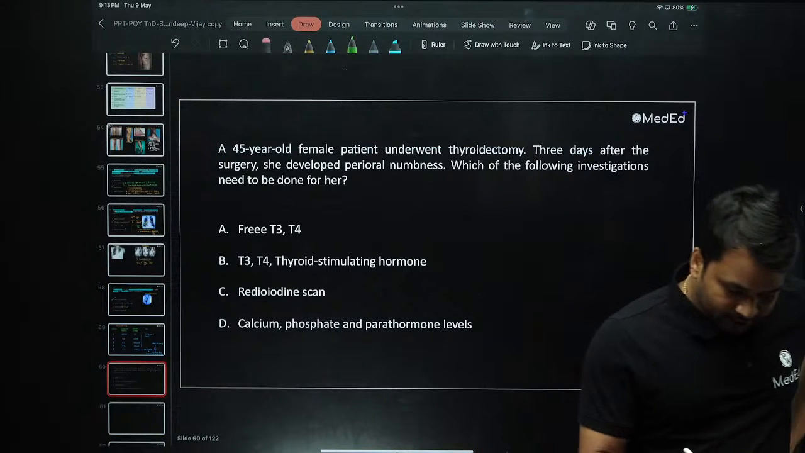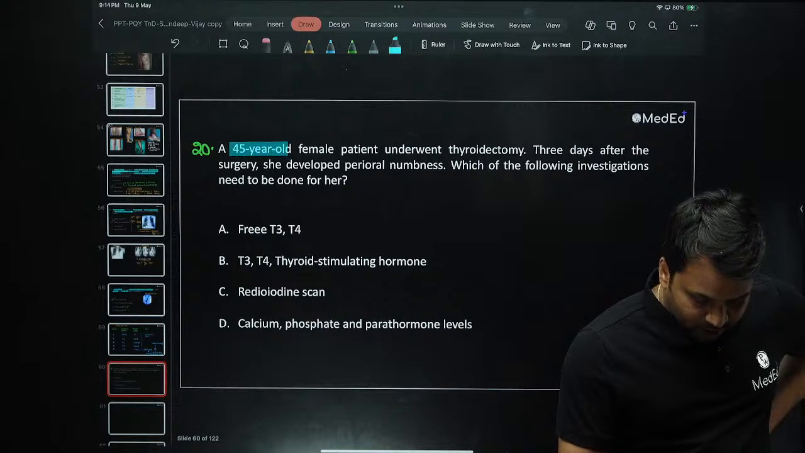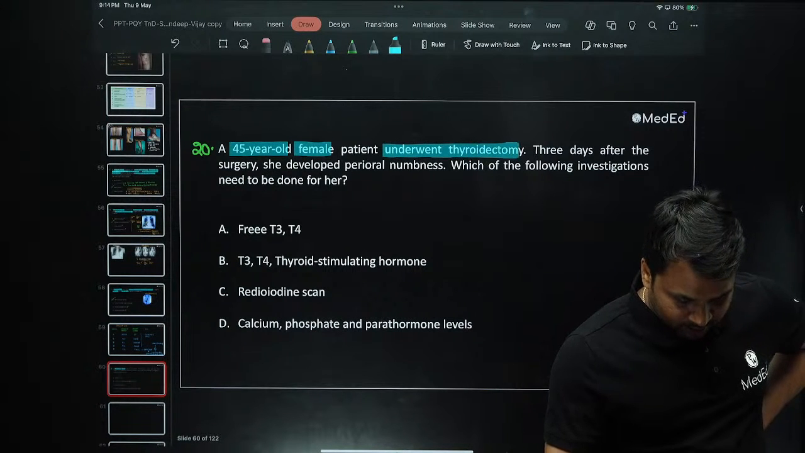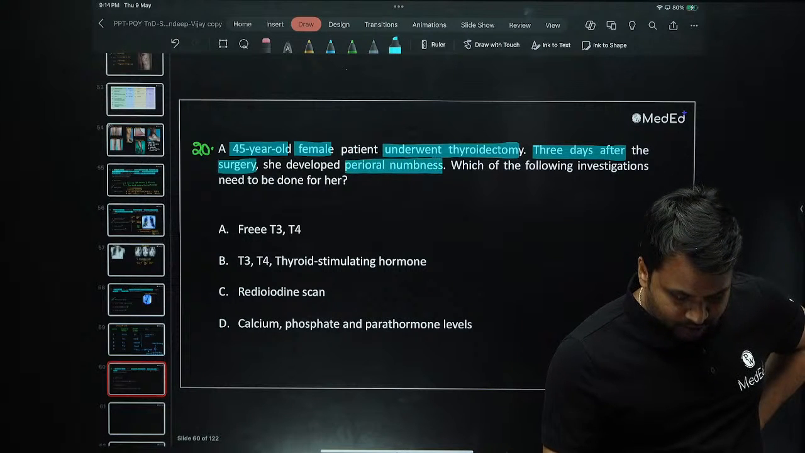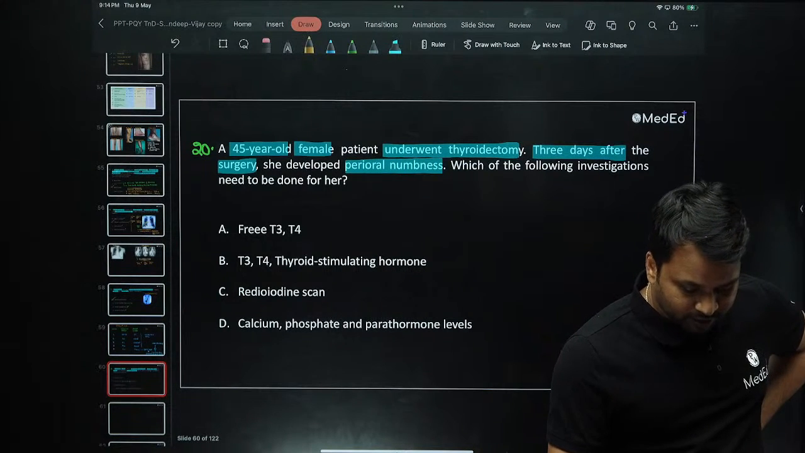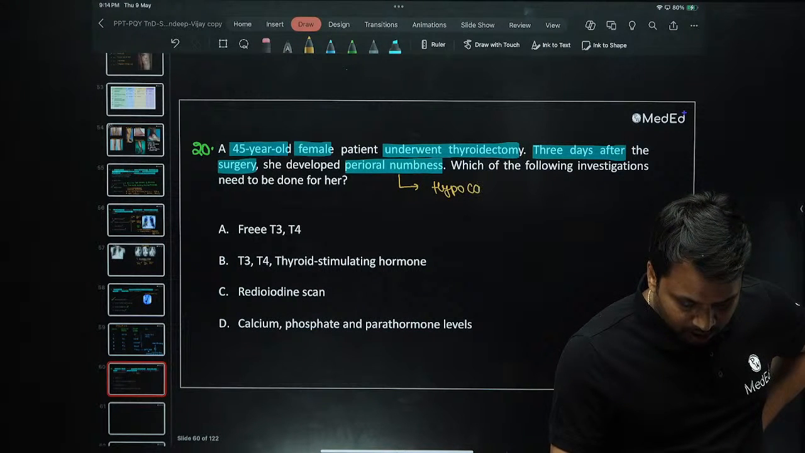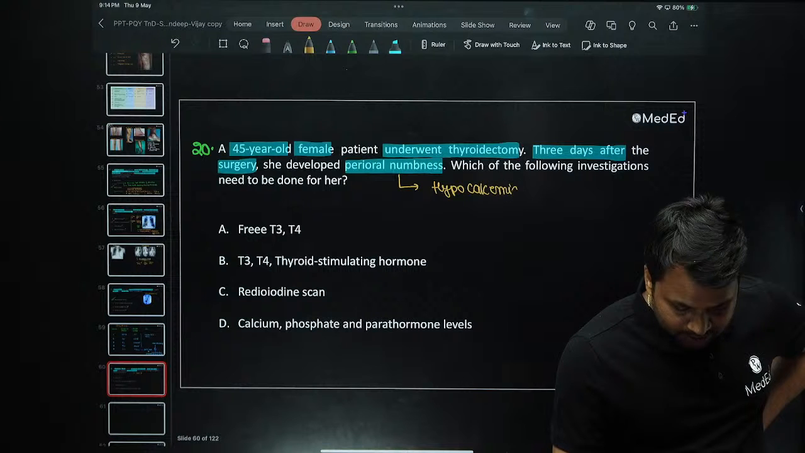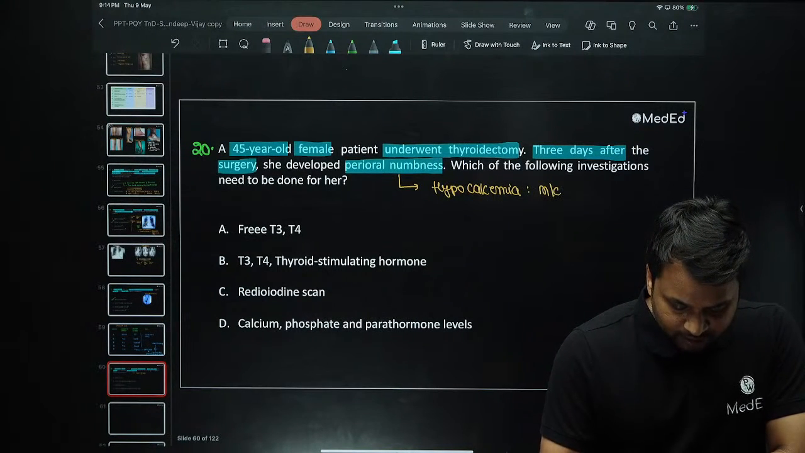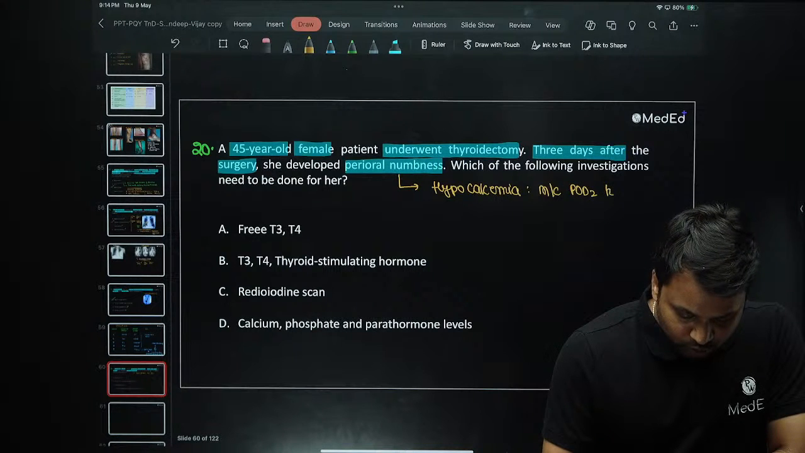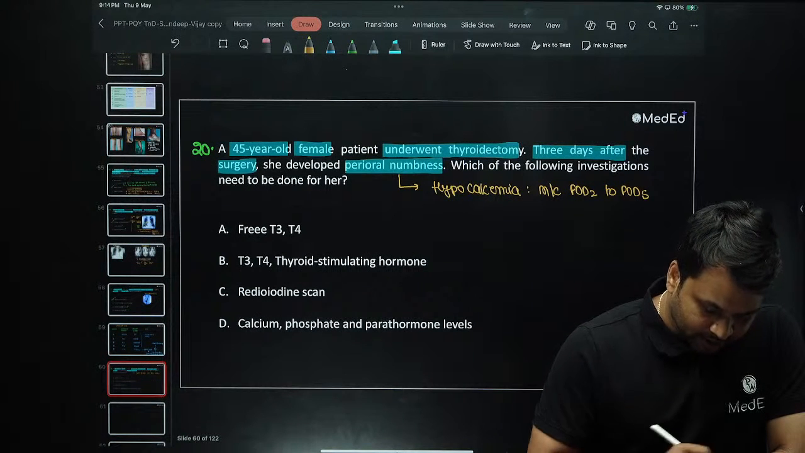So question number 20. A 45-year-old female underwent thyroidectomy. 3 days after surgery, she developed perioral numbness. Which of the following investigations? So post-operative perioral numbness indicates hypocalcemia, right? Now, post-operative hypocalcemia is most commonly seen between POD2 to POD5. So here it says on the 3rd day, it fits right in there.